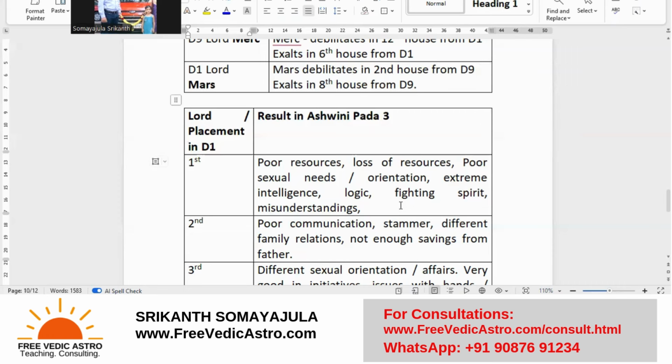How do you know if he'll be successful or not? You may have to look at the D10 chart. You will not be able to judge it from here. So the person has very good fighting spirit. The person may have misunderstandings. In one word, if you ask me, this combination, it's not an easy life. So is an easy life good or bad? It can be both, it can be either, depending on how the person is.